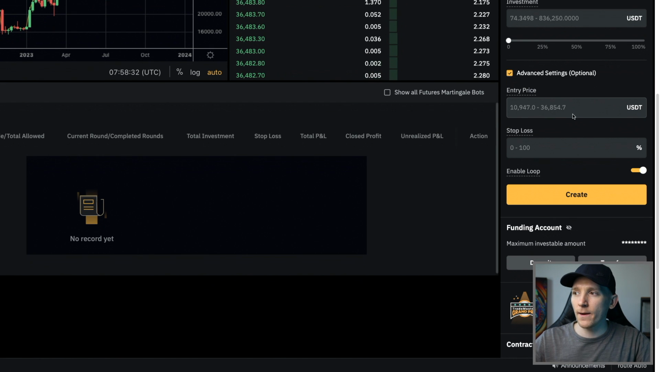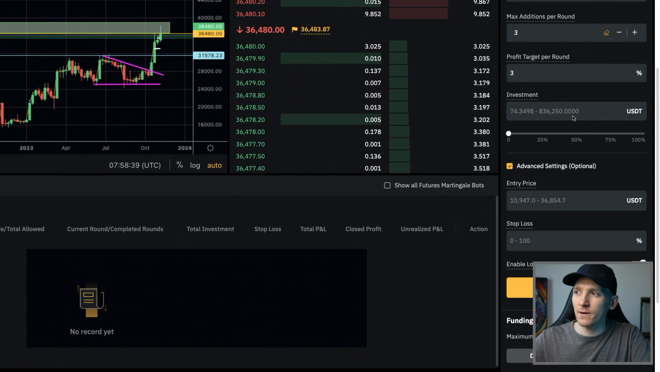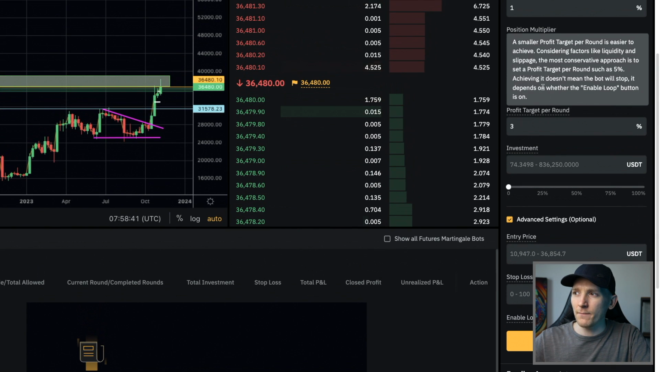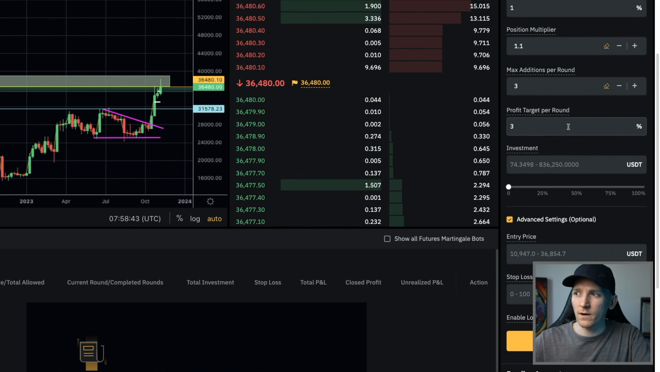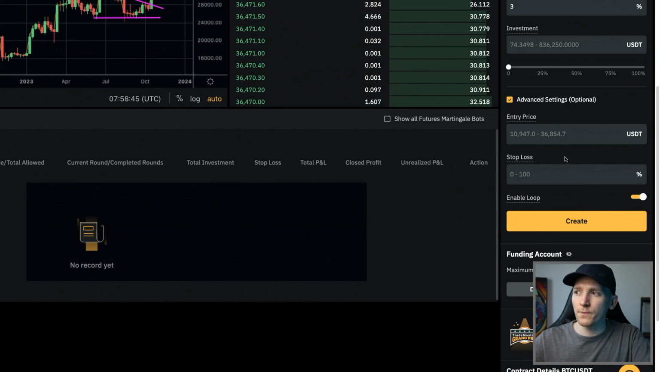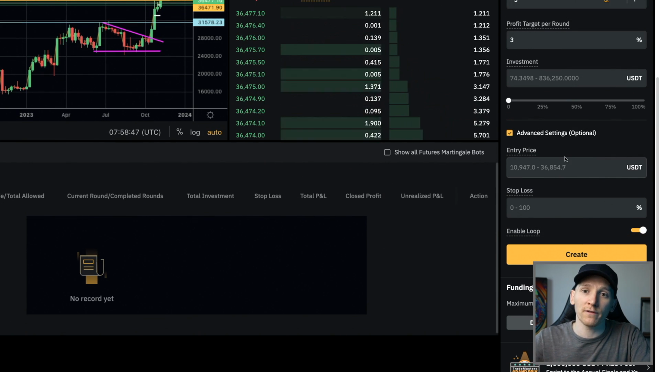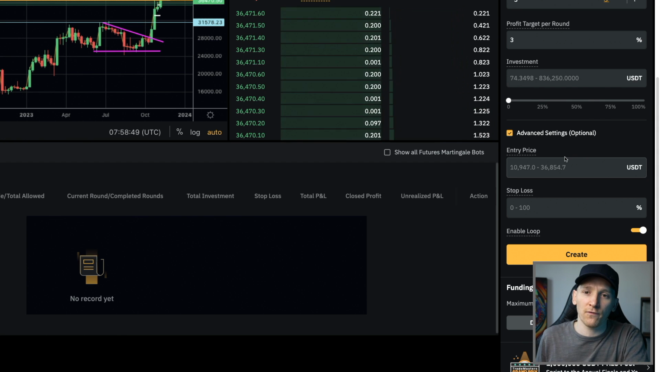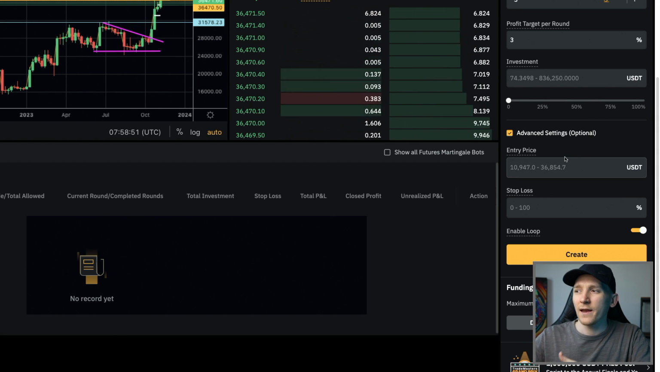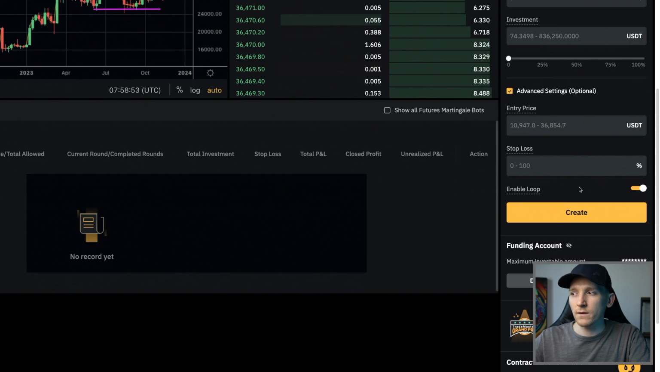So this is where, let's say, you make that profit. You have the martingale where you've bought 3 times, you've made your profit, which is your take profit level here, whatever that may be. The profit target, right, per round 3%. You can loop this to actually start those buy orders again and buy at those specific percentages on the downside.